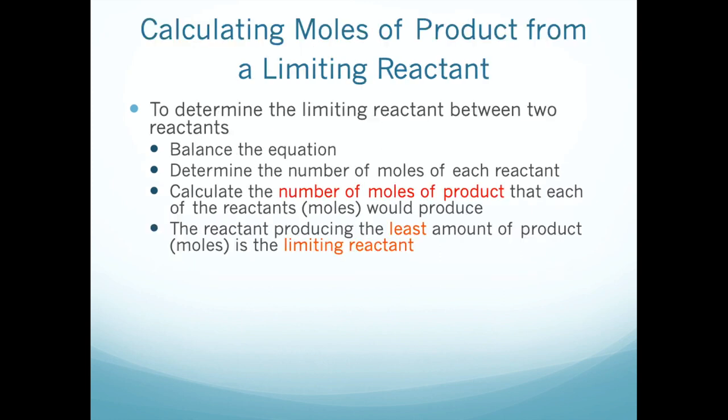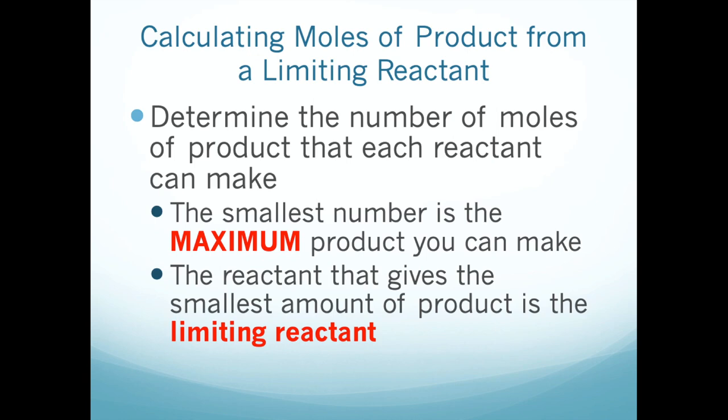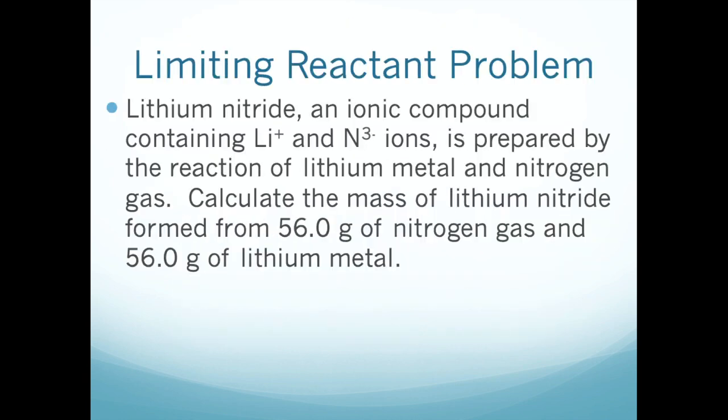Okay, so again, just treat it like a regular stoichiometry problem. You're just doing it twice. So let's say we have lithium nitride, okay, and we are forming it from lithium and nitrogen. Now, we have 56 grams of nitrogen and 56 grams of lithium, and we are reacting them together, and we're going to figure out how much lithium nitride we made from that.